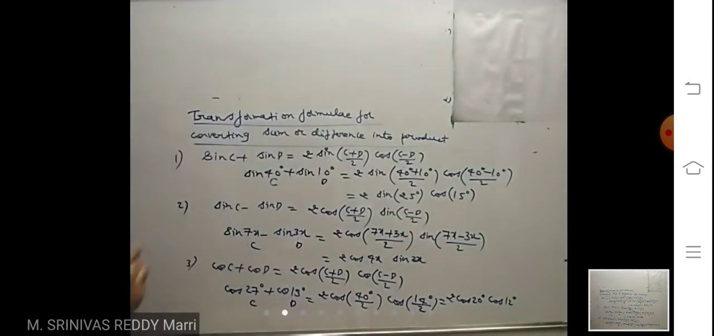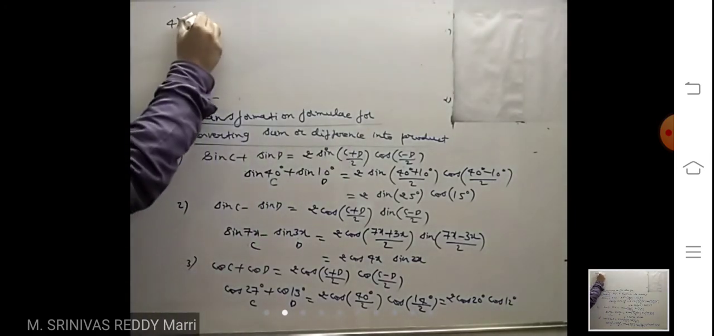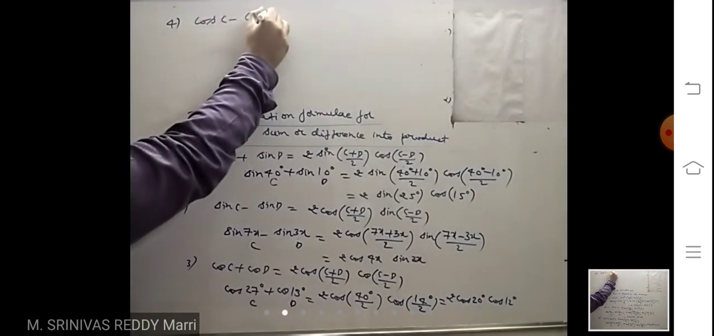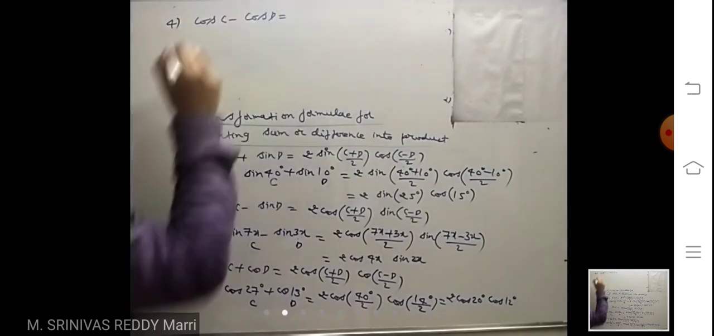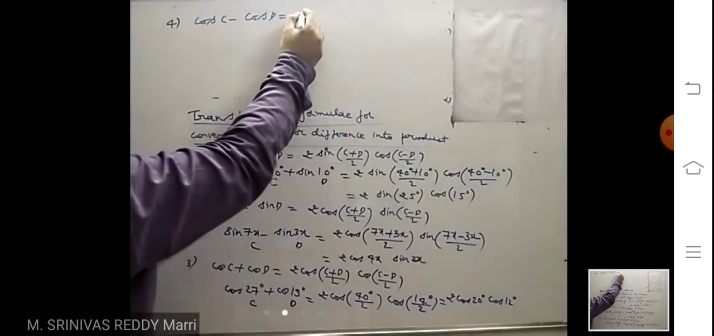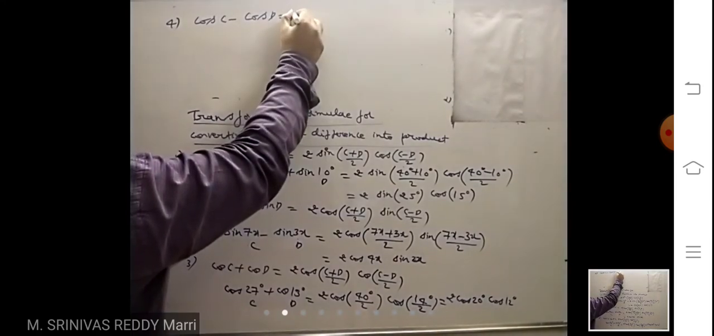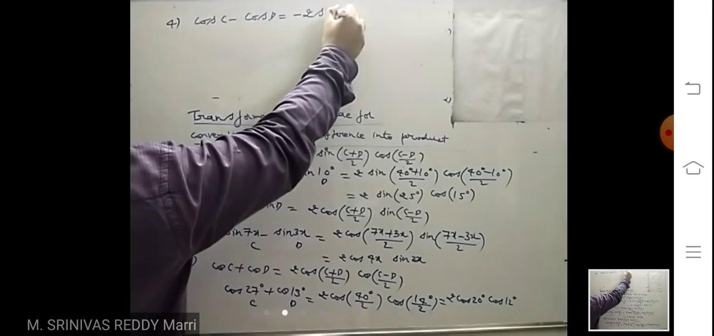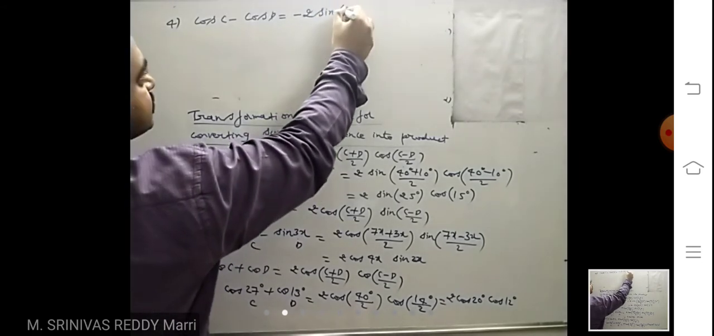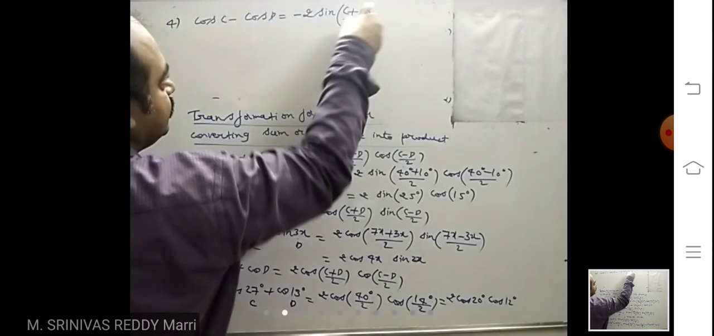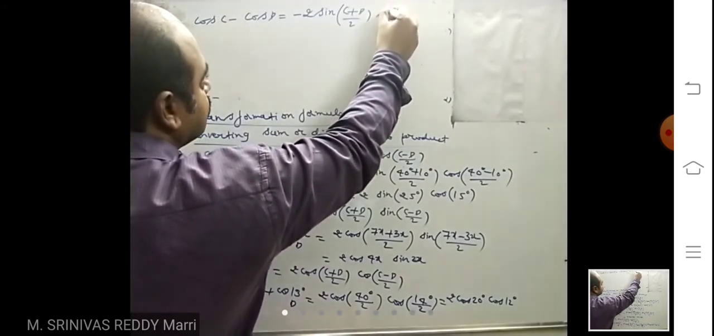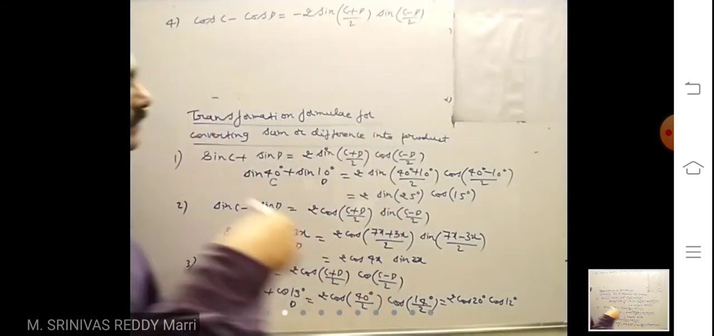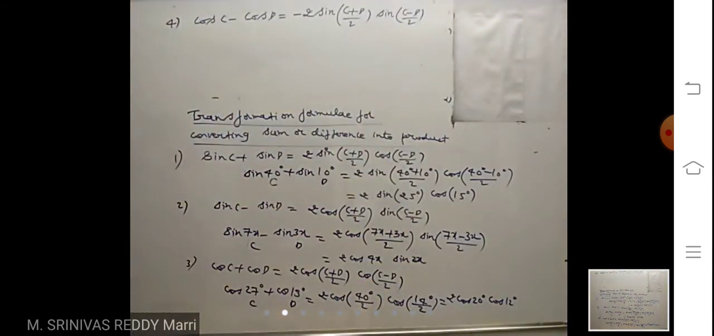So next, the fourth formula: cos C minus cos D is nothing but minus 2 sine (C plus D) by 2 sine (C minus D) by 2.